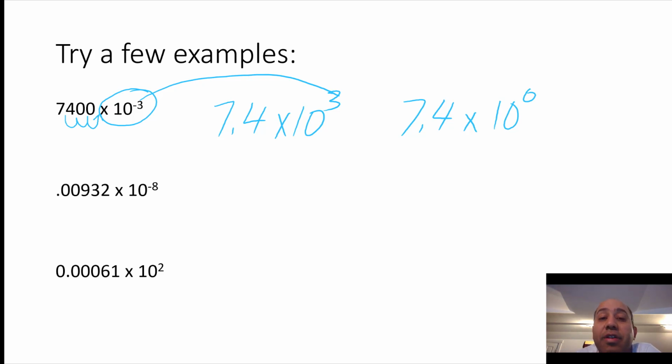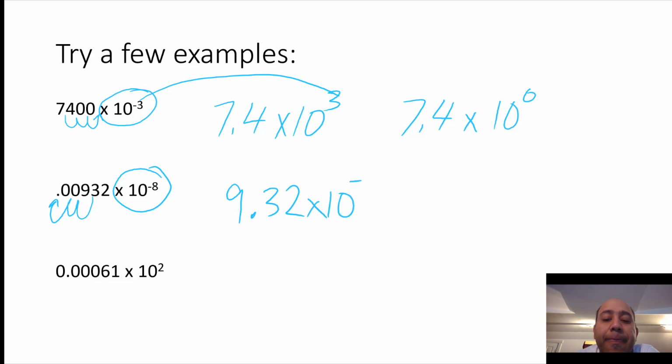Go ahead and try the second one. Again, ignore this part right here. 9.32. And move it back 3 spots. 9.32 times 10 to the negative 3. Now what you're going to do is you're going to add the negative 3 to the negative 8, and that makes it negative 11. But the coefficient stays the same.